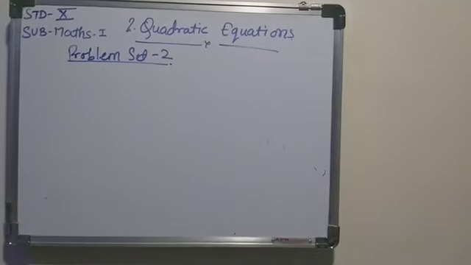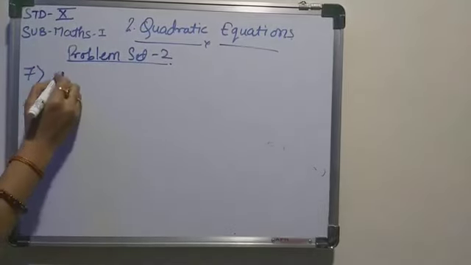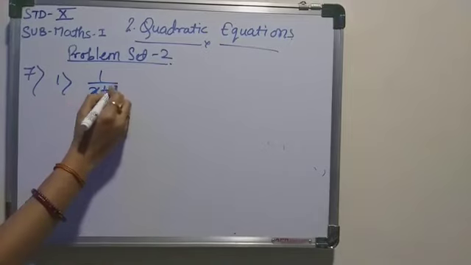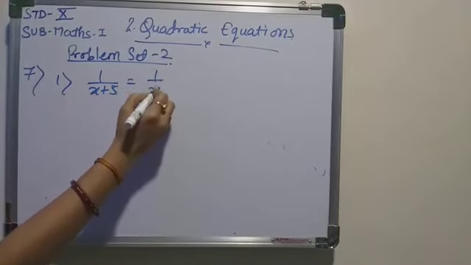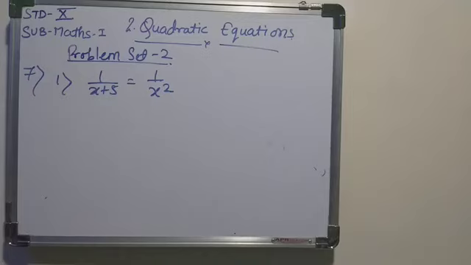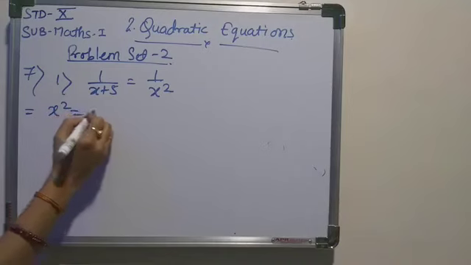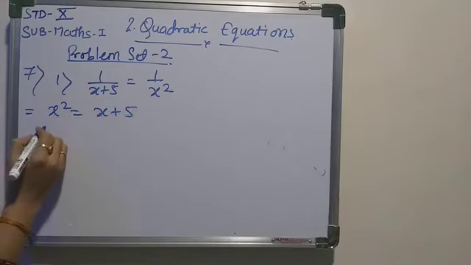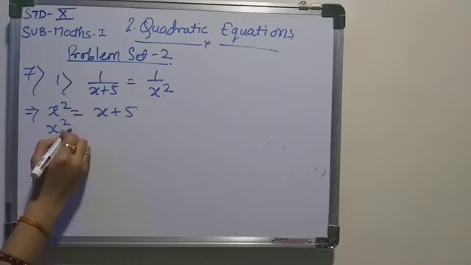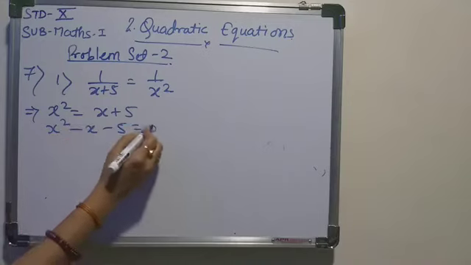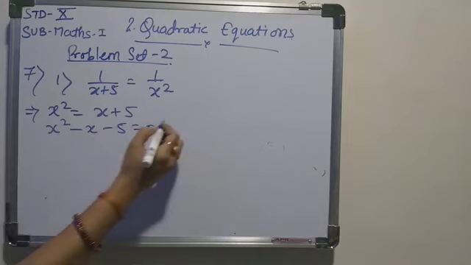Question number 7. Solve the following quadratic equation. See the first one. 1 upon x plus 5 is equal to 1 upon x square. X is not equal to 0 and x plus 5 is also not equal to 0. You have to solve this quadratic equation. So first we are going to do the cross multiplication. So you will get x square equals x plus 5. Shift this. So you will get x square minus x minus 5 equals 0.